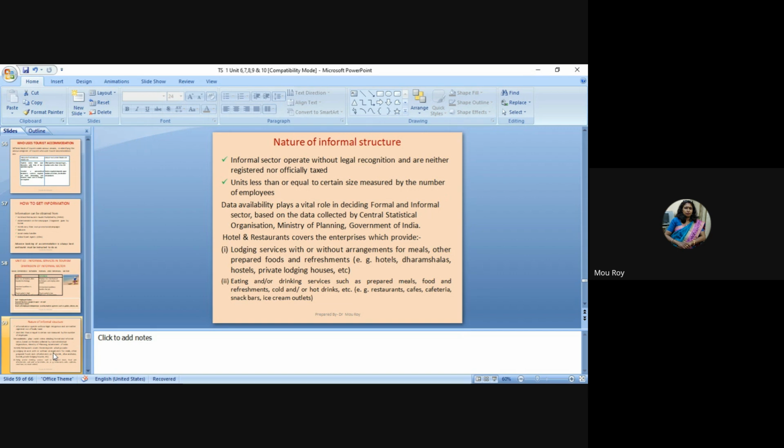The ministry's data availability plays a vital role in deciding the formal and informal sector, based on the data collected by the Central Statistical Organization. And about, yes, nature.